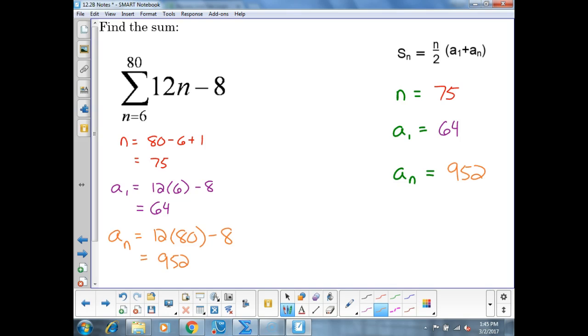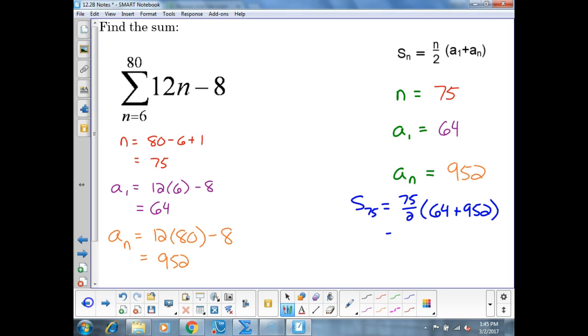First term I got 64. Last term I got 952. Total number of terms I got 75. Yep. Oh my god, I almost messed up because I put 8 with 80. So the sum of the first 75 terms is going to be 75 divided by 2 times 64 plus 952.